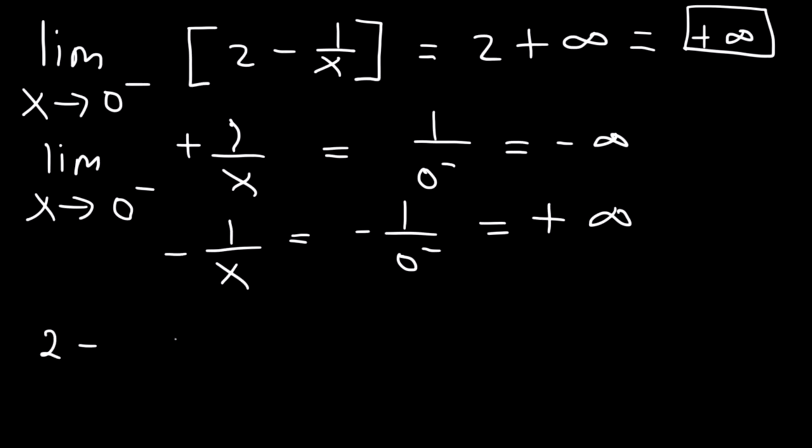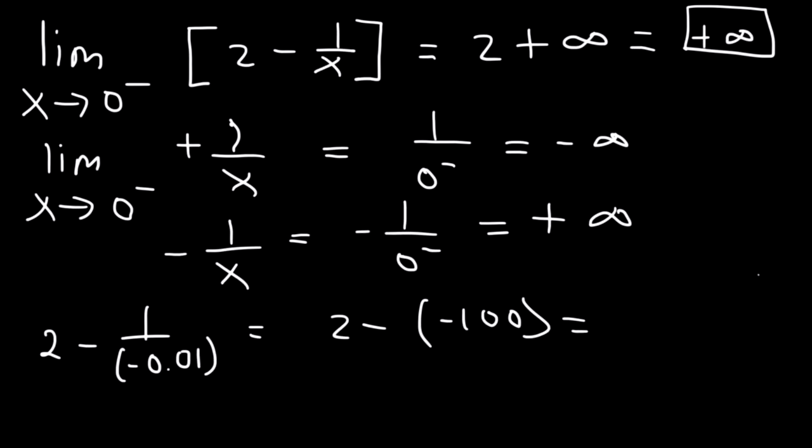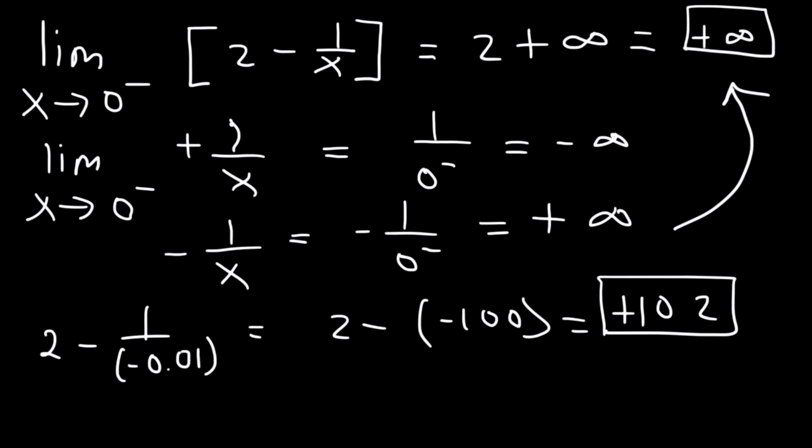And let's try plugging in a small number. Let's try plugging in negative 0.01. 1 divided by negative 0.01 is going to be negative 100. So 2 minus negative 100 is going to be 102. So we have a very large positive number, which tells us that this limit is going to approach positive infinity.